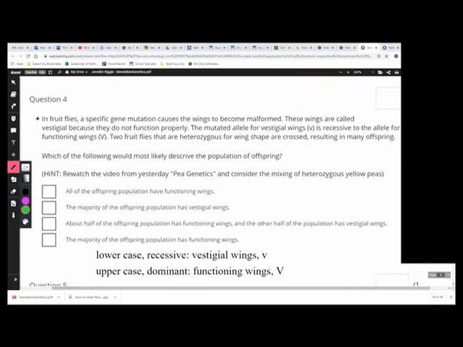All right, so in fruit flies, a specific gene mutation causes the wings to become malformed. These wings are called vestigial because they do not function properly. The mutated allele for vestigial wings, we're going to call it a lowercase v. It is recessive to the allele for functioning wings. So if two fruit flies that are heterozygous for wing shape are crossed, and they result in many offspring, which of the following would most likely describe the population of the offspring?